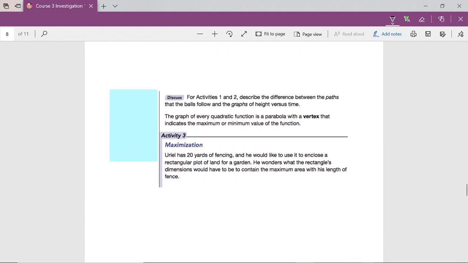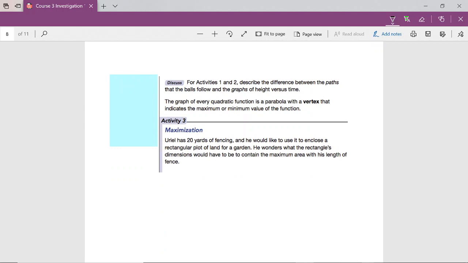All right, so just a couple more things here. This is a good thing to think about and write down, but for activities 1 and 2, describe the difference between the paths that the balls follow and the graphs of height versus time. So think about the two different parabolas that we actually saw and how they are similar and how they are different. If I were going to write them down, and of course pause this before you listen to what I say, one of the things that really makes a difference between the two parabolas is that in one, we start at a maximum height and we just see the decrease, whereas in the second one, we see our full parabola, increase and decrease. So very different, even though they have similar characteristics because they're both curved, both a parabola.